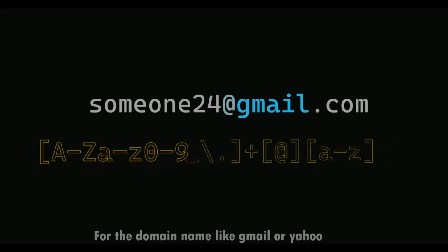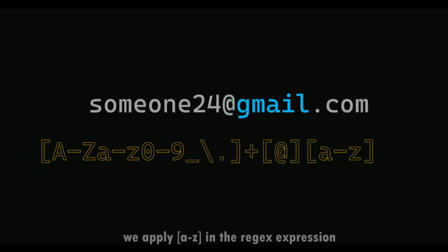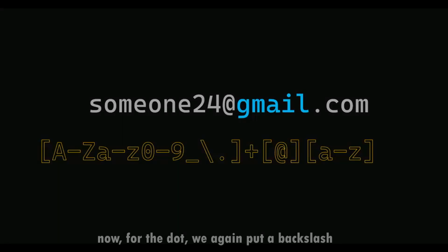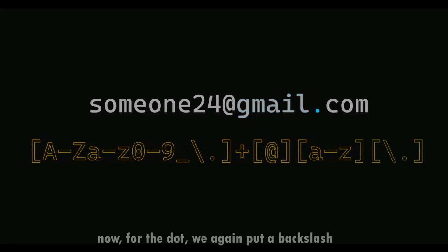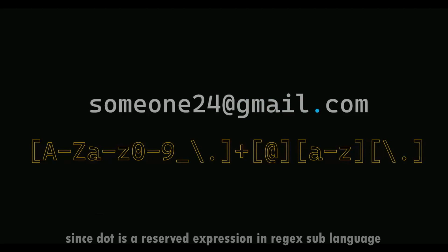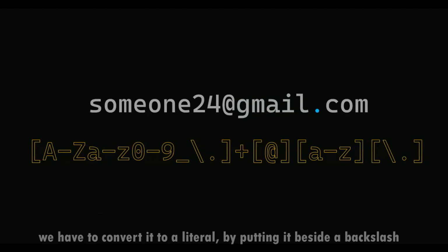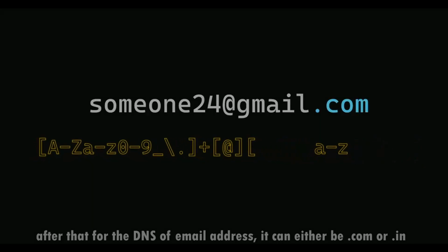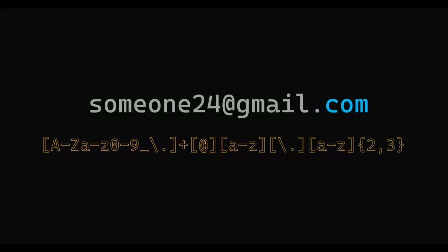For the domain name like Gmail or Yahoo, we apply a to z in the regex expression because of course, these domain names contain lowercase characters belonging from a to z. Now for the dot, we again put a backslash. Since dot is a reserved expression in regex sublanguage, we have to convert it to the literal by putting it beside a backslash. After that, for the DNS of the email address, it can either be .com or .in. So we apply a to z in the regex expression and then pass 2,3 in curly brackets. This means that the expression a to z at the end can be either 2 or 3 characters long.